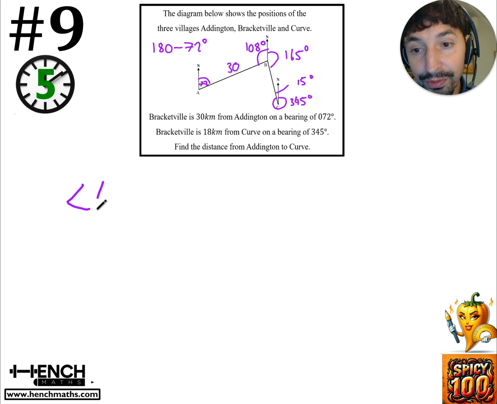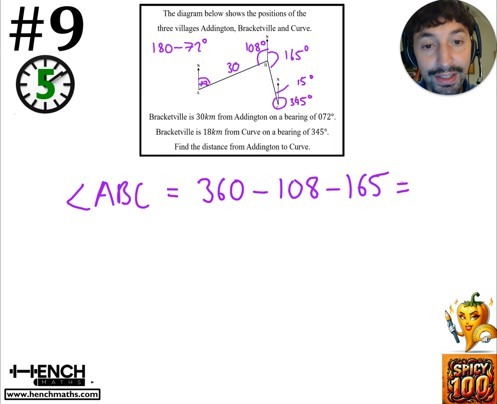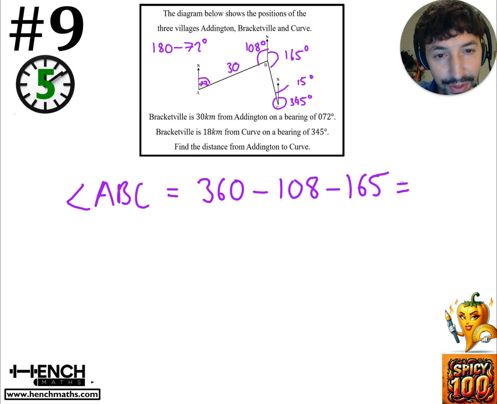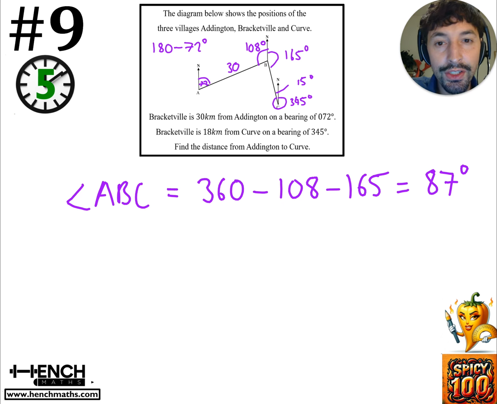So we could say that the angle ABC is going to be 360 subtract 108 subtract 165, and that's going to give you, so 108 plus 165 is 273. 360 take away 273 is 87 degrees, so just shy of a right angle, which looks about right from our sketch. So now we have the angle in between our two lengths that we know, and we're trying to find this length here.